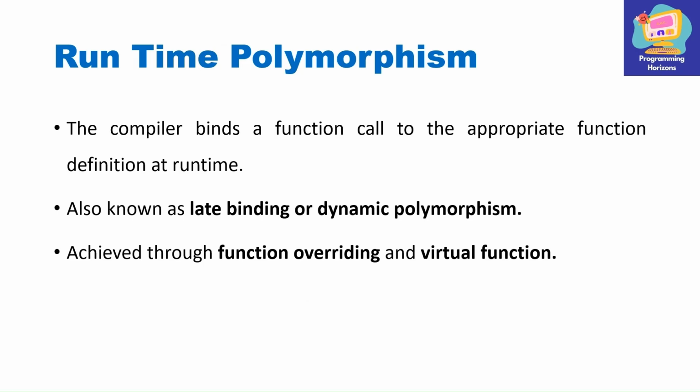The second type of polymorphism is runtime polymorphism, where the compiler binds a function call to the appropriate function definition at runtime. It is also known as late binding or dynamic polymorphism. It allows the program to determine which function to execute based on the actual object type at runtime, and it is achieved through function overriding and virtual functions.